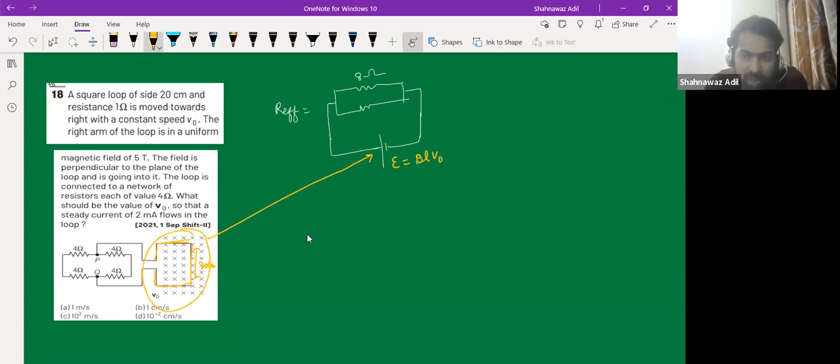V L V naught, right? And this has some resistance also. This has a resistance of 1, right? So we have an EMF. What is the effective diagram? We have an EMF and we have this effective resistance, and this is small resistance, right? This is 1 ohm and this we are trying to figure out.